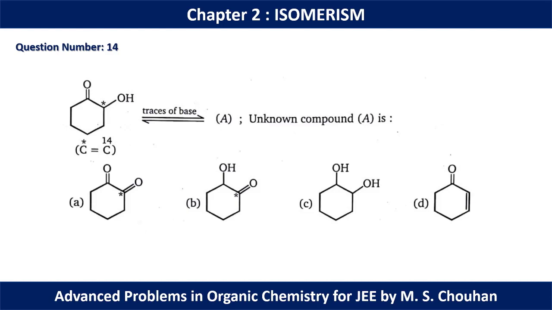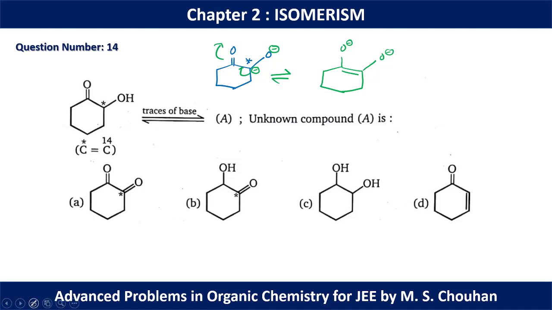In question number 14, trace of base. So basically we have acidic hydrogen in this starred position and base is present, so this hydrogen can be eliminated and we can form a negative charge in this position because we have another acidic hydrogen here. So we can have resonance in this position. So in the intermediate position we can have this kind of situation.